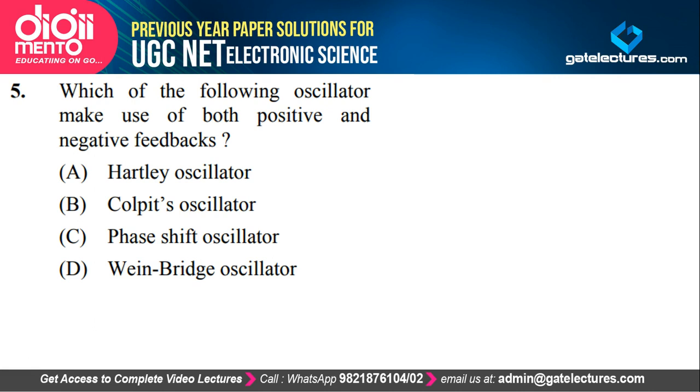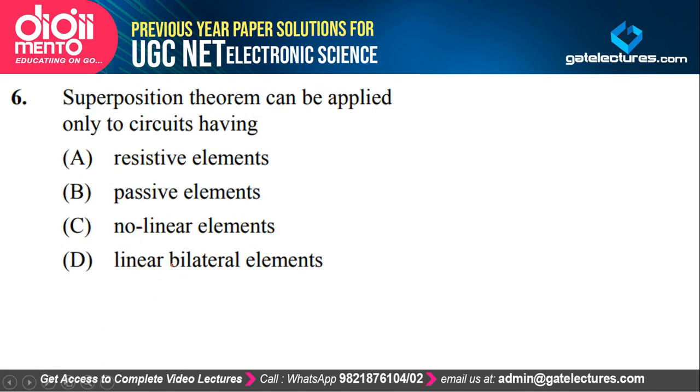Which of the following oscillators make use of both positive and negative feedbacks? Hartley oscillator, Colpitts oscillator, phase shift oscillator, Wien-Bridge oscillator. So the correct option for this one is going to be Wien-Bridge oscillator. What happens in a Wien-Bridge oscillator? We are having both positive and negative feedbacks, right? If you have looked at the architecture, you must be knowing this uses both positive as well as negative feedbacks, right? So look at the next question now.